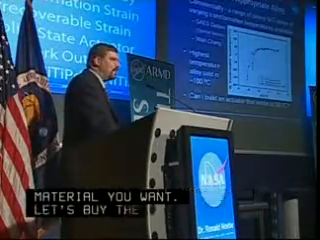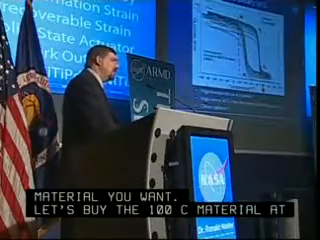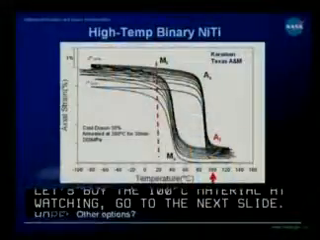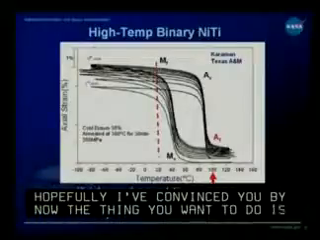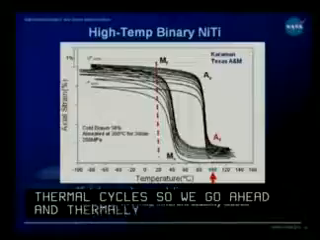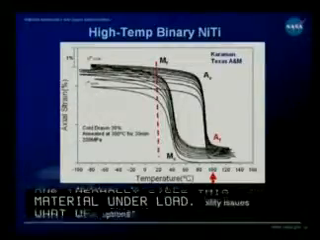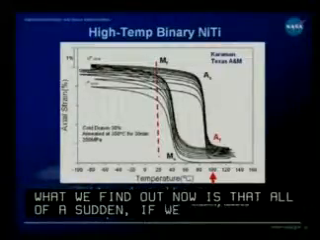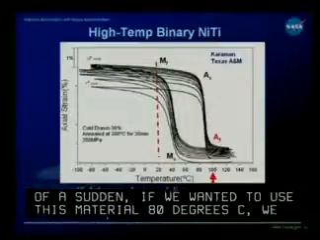If we have the next slide. Hopefully I've convinced you by now that the thing you want to do is go ahead and do these load biased thermal cycles. So we thermally cycle this material under load. What we find out is that if we wanted to use this material at 80 degrees C, we could use it one time. We could actuate the material once, but we could never reset it.